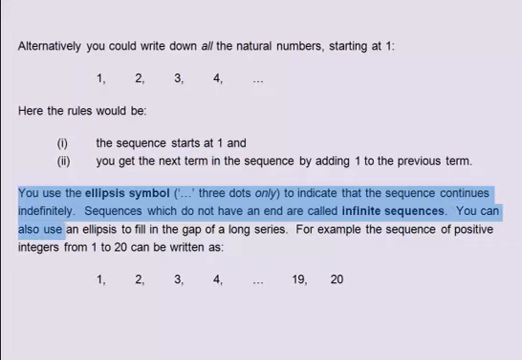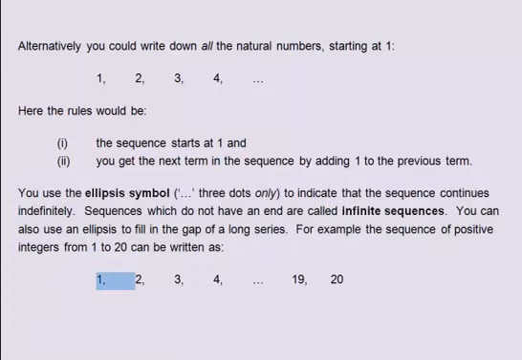You can also use an ellipsis to fill in the gap of a long series. For example, the sequence of positive integers from 1 to 20 can be written as 1, 2, 3, 4, ellipsis, 19, 20.